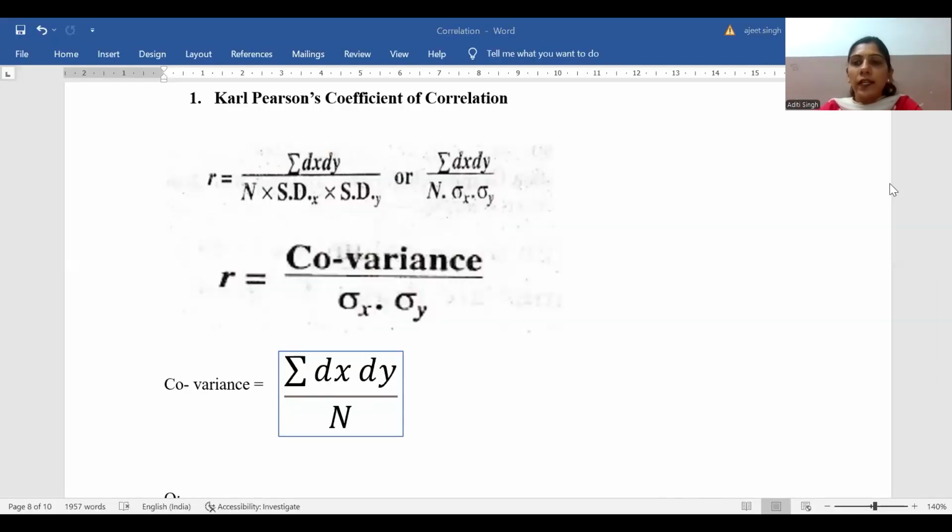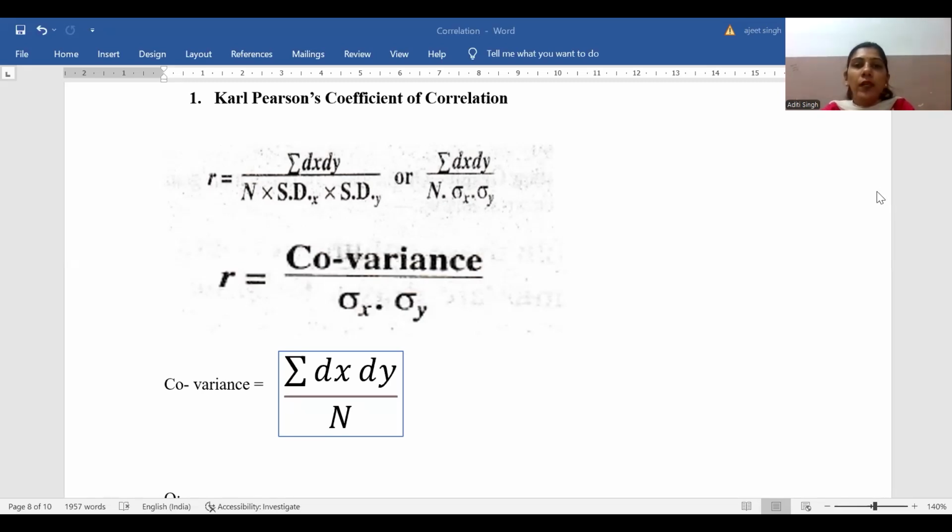So after understanding the concept of correlation, let's start with the numerical questions. We can say the algebraical method of calculating correlation. The first method we are understanding is Karl Pearson's coefficient of correlation.